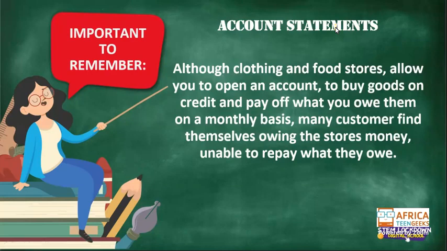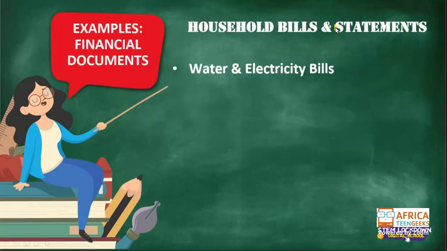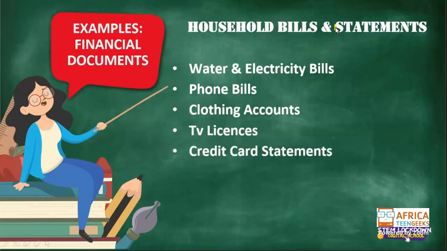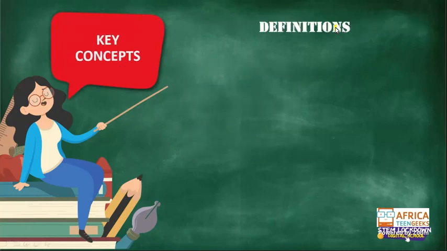So let's quickly look at our review or recap from yesterday, some examples of financial documents that we use in just normal day-to-day life, which would be our water and electricity bills, our phone bills, clothing accounts, TV licenses. Now that one is not a monthly one. That one you will get on a yearly basis. Your credit card statements. And those are just some of the documentation we work with on a regular basis.